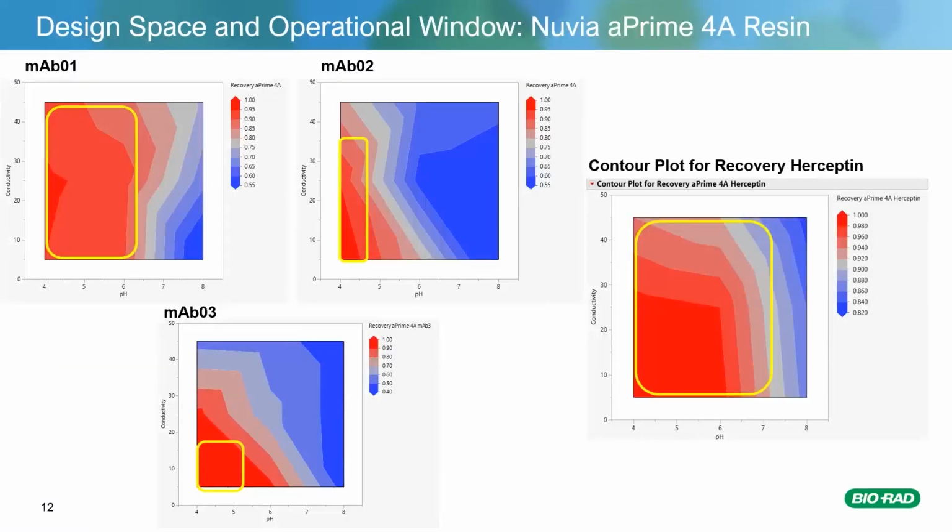Here are contour plots for the yield response for Nuvia aPrime 4A. The red color shows higher values, blue indicates low values. We can see that the provisional optimal operational windows, yellow boxes, cover different ranges for different mAbs. Looking at these contour plots, it is easier now to understand why the UV traces you saw on the previous slide show such different profiles depending on the mAb used. It is a clear indication that to save time and resources, the design space should be established even before trying generic conditions, which worked previously for other molecules.